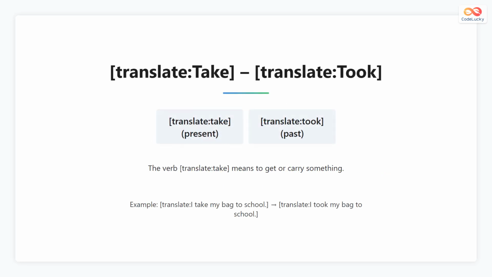The verb take means to get or carry something. Its past form is took. For example, the present sentence, I take my bag to school, becomes I took my bag to school. The meaning stays the same, but we change the verb to show that the action already happened. Remember, we use took for actions completed in the past.